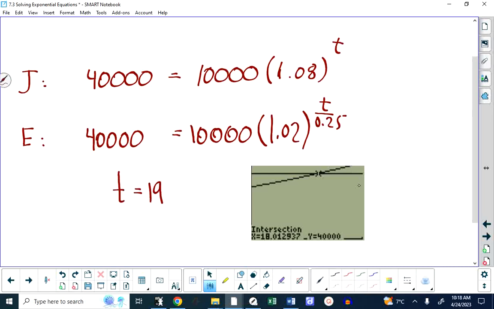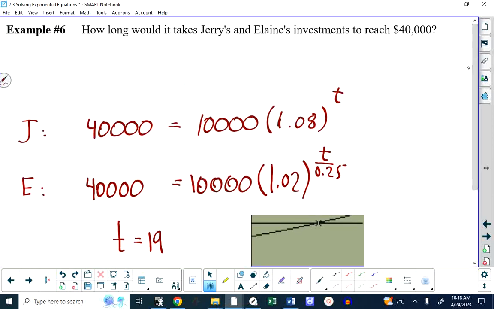Be careful here. If you read the question, it says, how long would it take? And it doesn't really specify. If it said, round your answer to the nearest tenth, then you would say 18.0. Okay. What about Elaine's investment? So this is for Jerry.